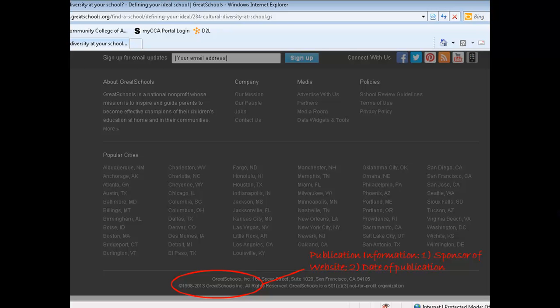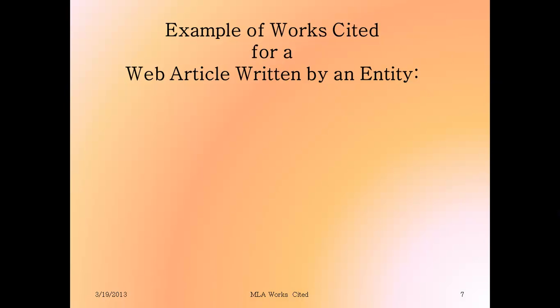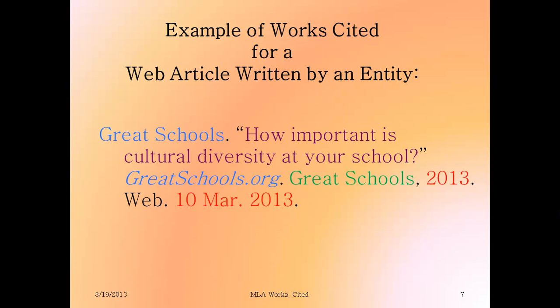So that's what we'll have to use. Now we want to look at an example of a Works Cited for a web article written by an entity. And here we have it. So first we have Great Schools, period. That's our entity name. When you're looking at a web article written by an entity, you have to write the entity name first, and it has to be capitalized and followed by a period.